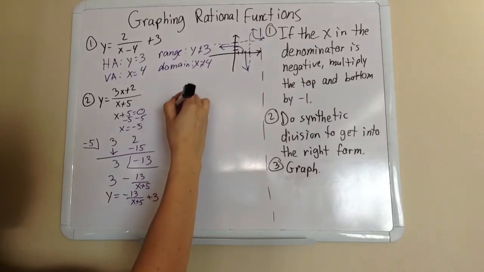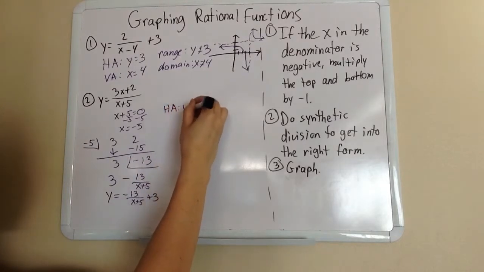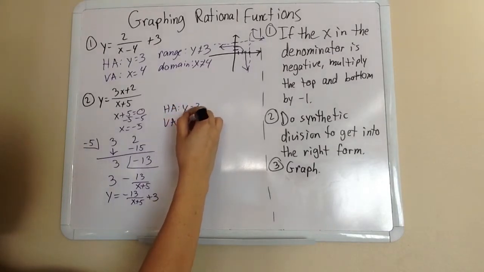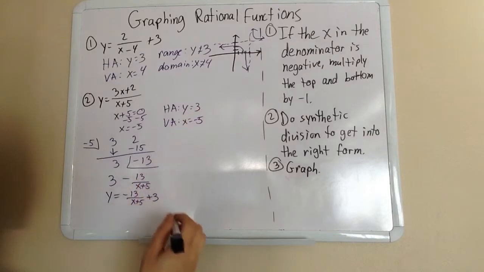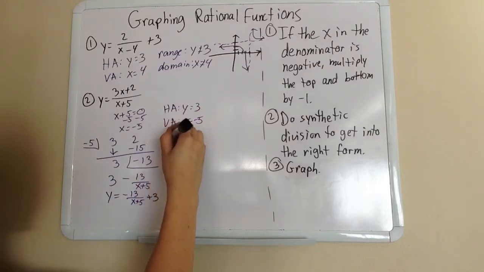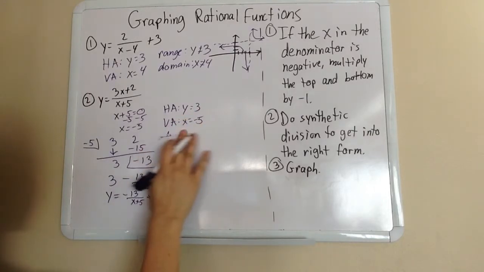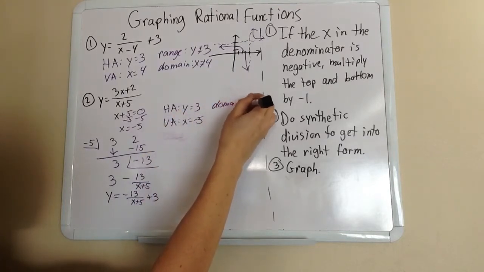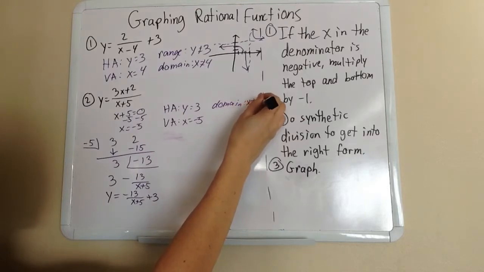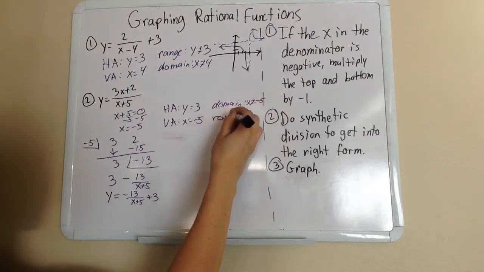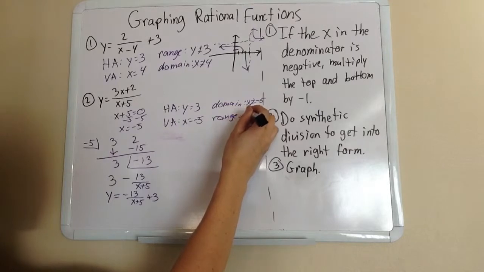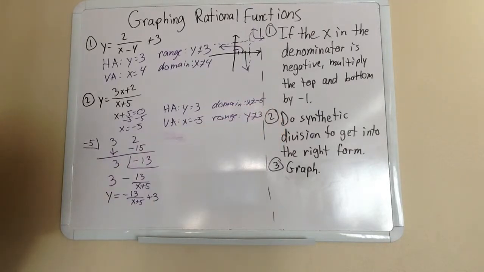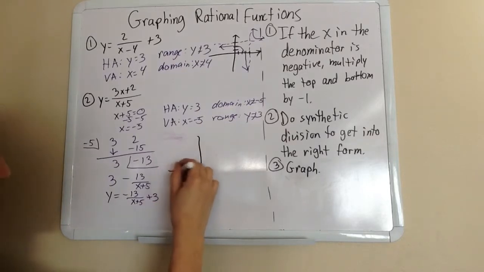So we have our horizontal asymptote is going to be y equals 3. Our vertical asymptote is going to be x equals negative 5. And let's see, domain. You know what, I'm just going to write it up here. So domain is going to be the opposite, which is x is not equal to negative 5. And the range is also the opposite, which is y is not equal to 3. And now I'm going to go ahead and graph like this.